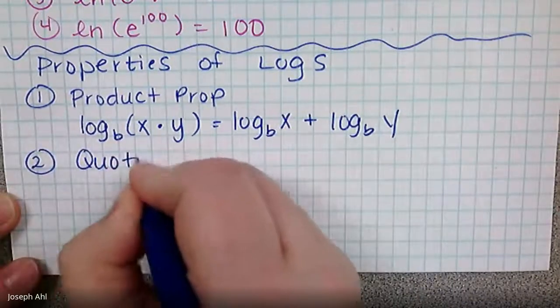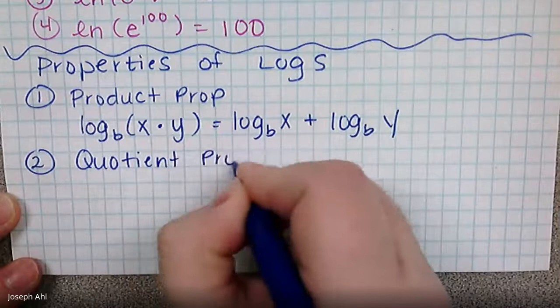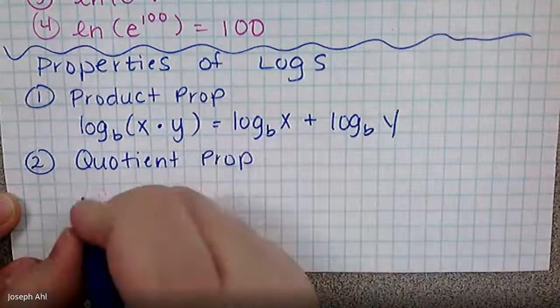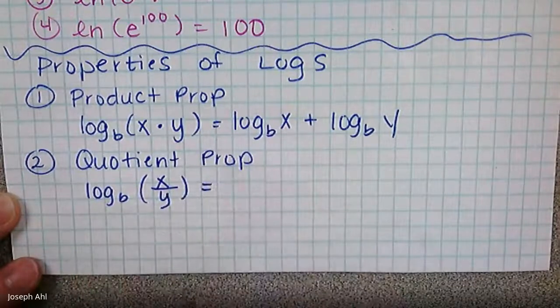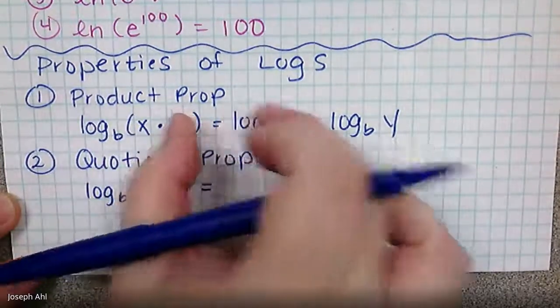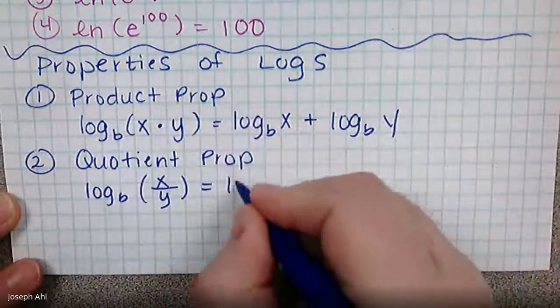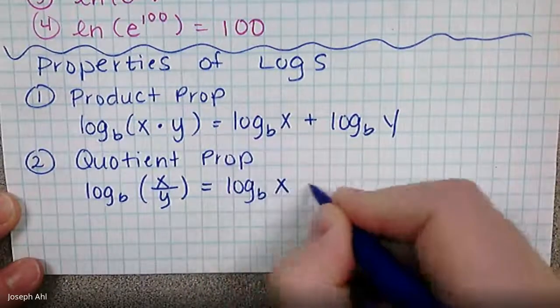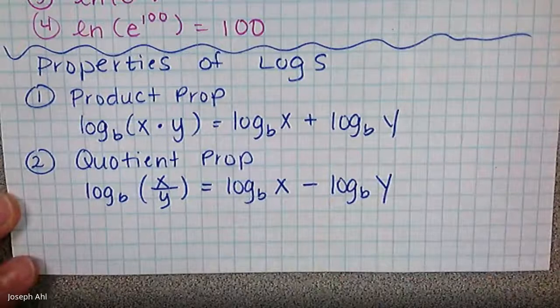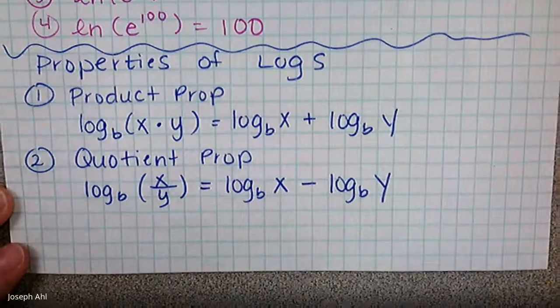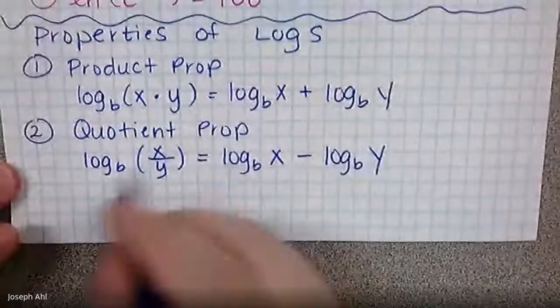We have something called the quotient property, just like we have the product property. So the quotient property would be log base b of x divided by y. And if multiplication expands out to addition, it probably won't be too much of a surprise that for the quotient property, we're going to expand that to subtraction. It's going to be log base b of x minus log base b of y.